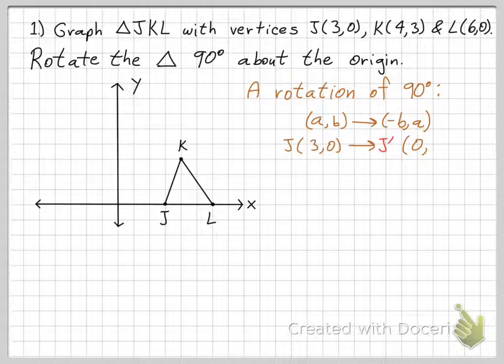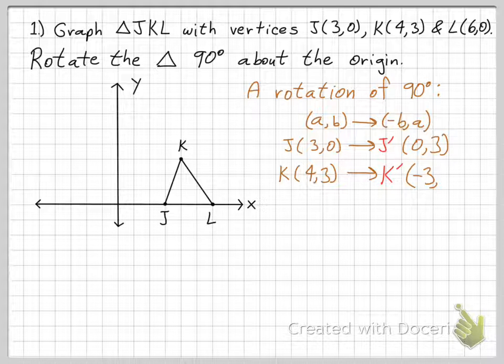And then the A moves over here, so it's going to be 3. Right? It just gets switched. So you have 0, 3. 3, 0 becomes 0, 3. And then K, if K is 4, 3, then K prime is going to be negative 3, and then you just move the 4 over, so negative 3, 4.